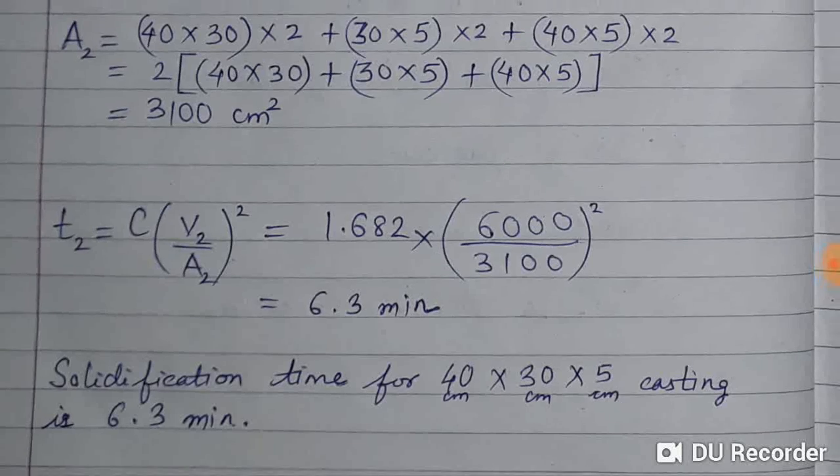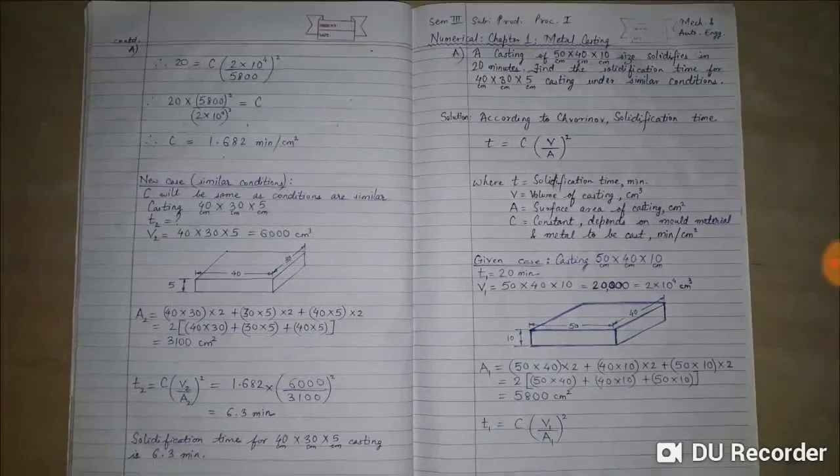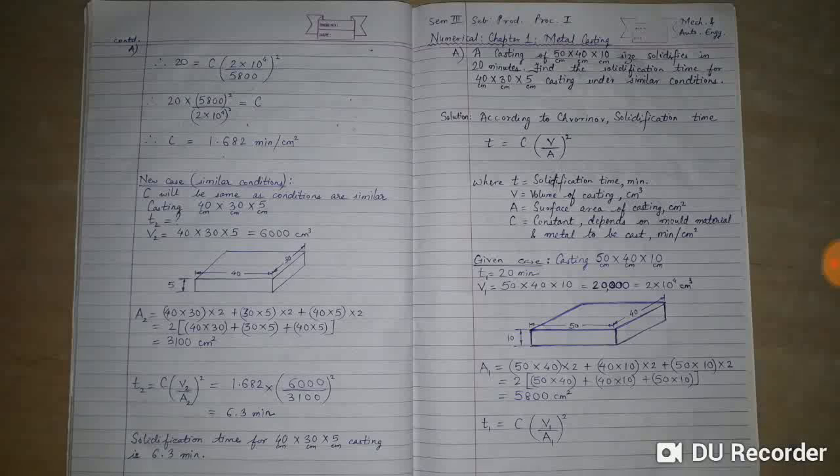So this was the total problem, the question, and how we proceeded using the information. We got the value of C, and using the value of C and the new dimensions of the casting, we calculated the solidification time for the new casting.